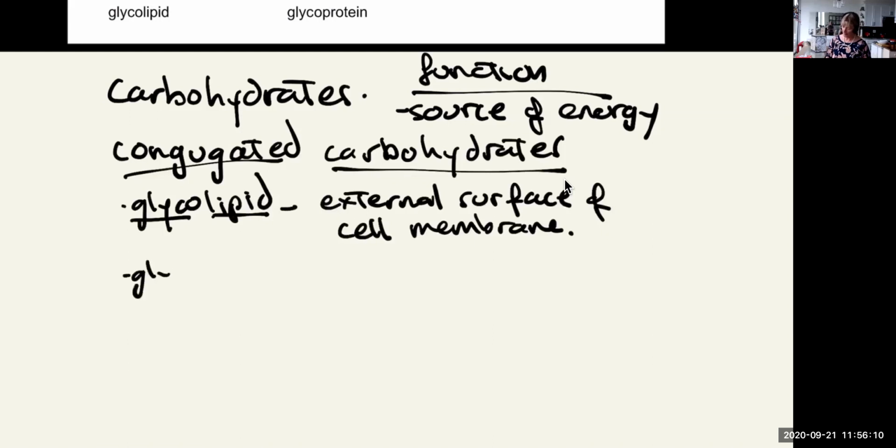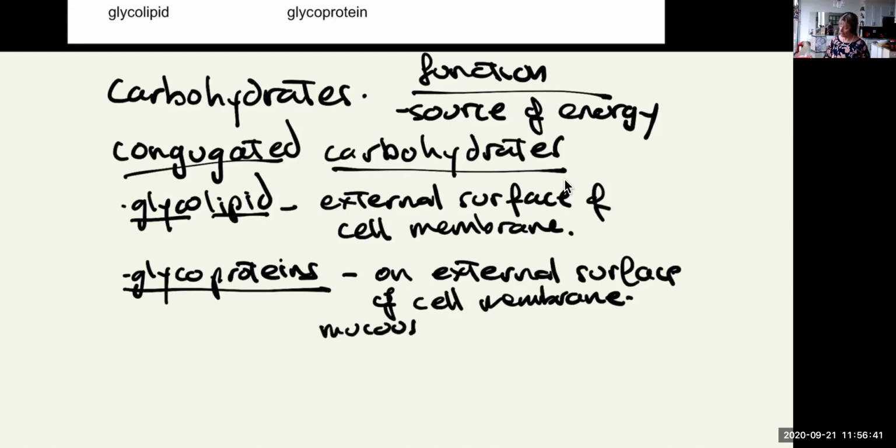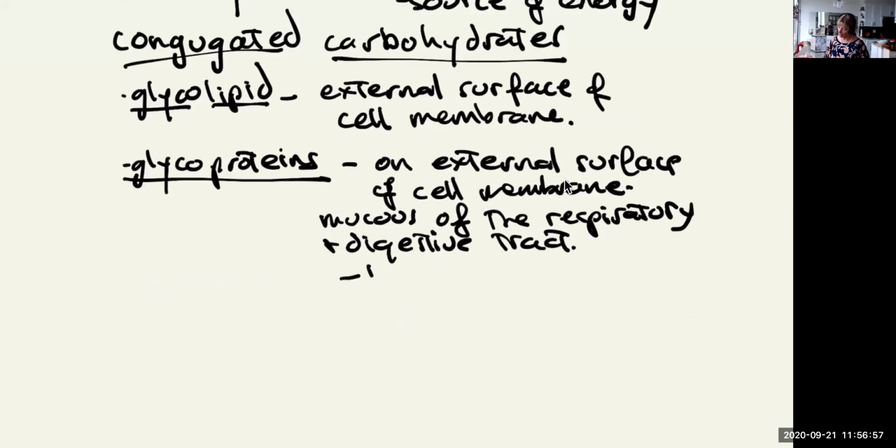There are also glycoproteins. They are also on the external surface of the cell membrane. And they provide a function such as mucus. So they are what's known as the mucous membrane of the respiratory tract, for example, and digestive tract. So they provide lubrication, and in the respiratory tract, the trapping of particles.